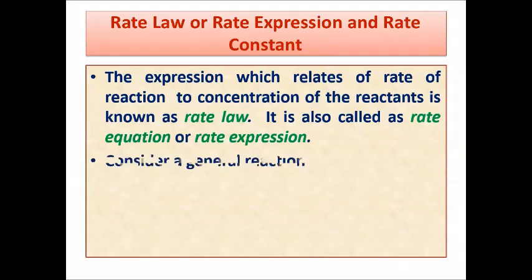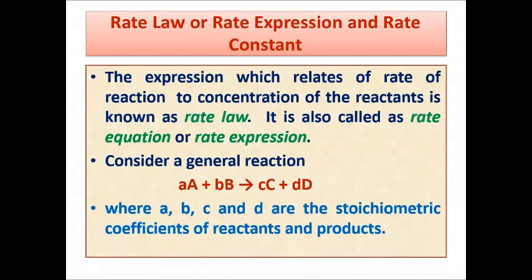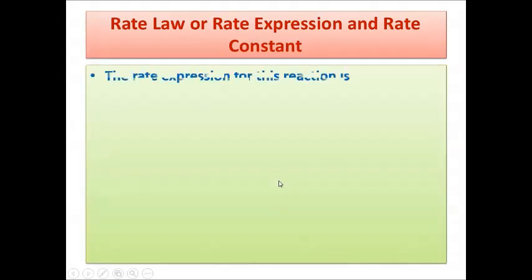Generally, if we take a reaction aA plus bB giving cC plus dD, using this general equation, we will see how we can write the rate. Before that, in this reaction, we know that small letters a, b, c and d are the stoichiometric coefficients of the reactants and the products. Now, when we take the rate of the reaction, how will we express that?